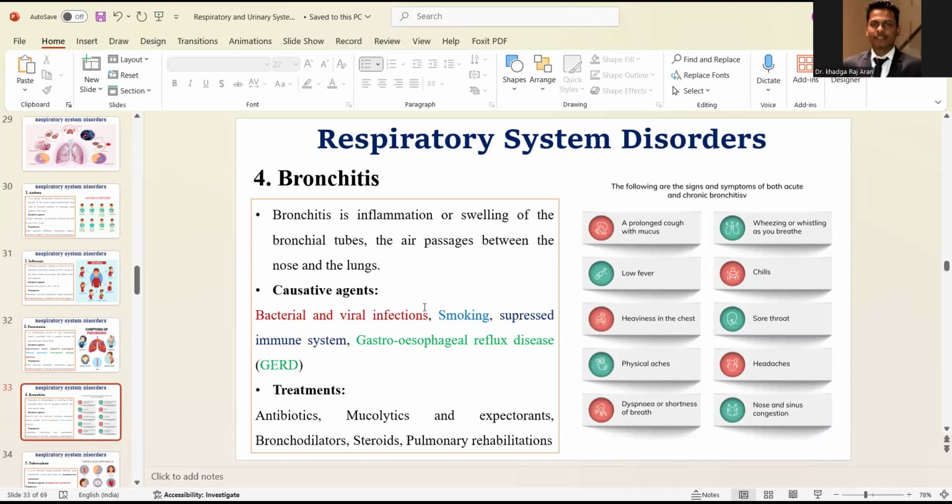Next important disorder is bronchitis. It is an inflammation, or we can say swelling, of the bronchial tube, which is responsible for the passage of oxygen or air from the nose to the lungs.